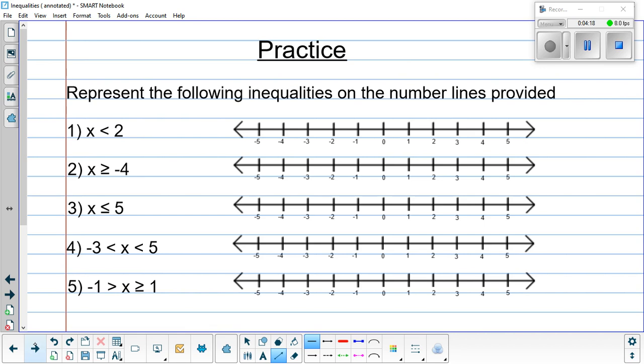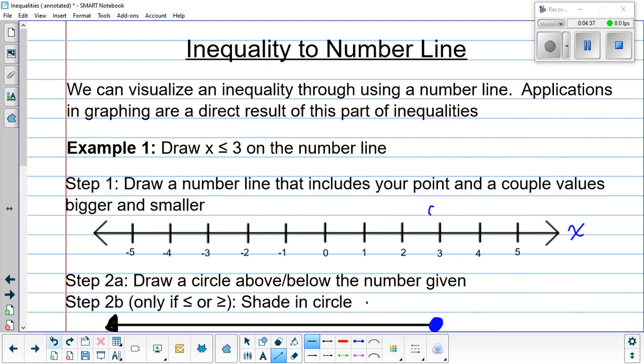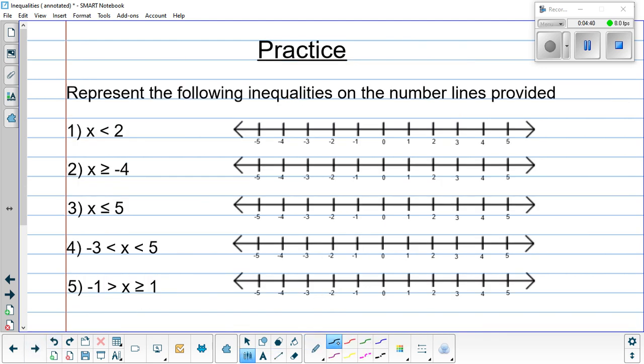Here you have 5 questions. As per usual, pause the video now. When you're ready, press play, and then we'll go through the answers together. Okay, welcome back. We're going to go through these answers ever so quickly. First thing we're going to do, indicate our number is at 2. Let's draw a little circle. And then, well, it's less than, and it's going to go the entire way. So let's just draw that now.